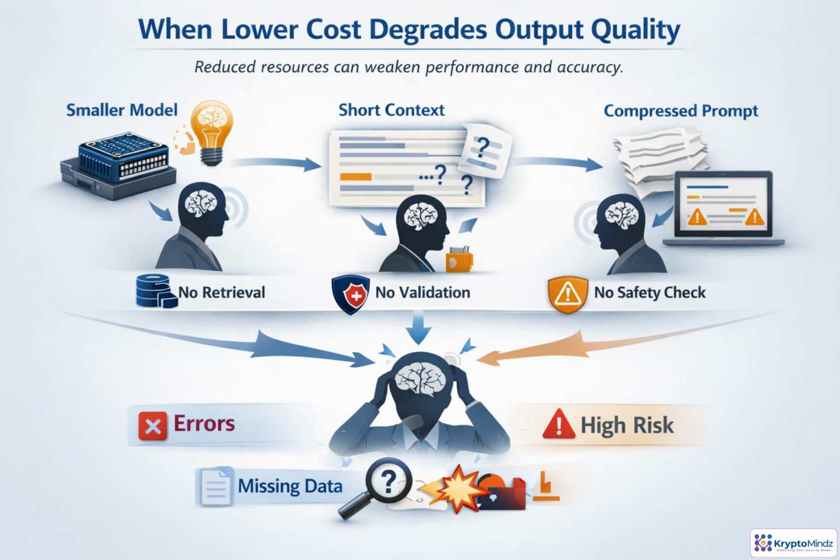Optimization becomes risky when it removes the pieces that make an agent reliable. A smaller model may be cheaper, but it can lose reasoning depth, instruction discipline, or domain accuracy. Shorter context can hide the fact, policy, or user constraint the answer depends on. Prompt compression saves tokens, but too much compression strips nuance. And when retrieval, validation, or safety checks are skipped, the system may answer faster, while becoming less grounded and harder to trust. The goal is not to avoid savings. It is to understand which savings change the risk profile.